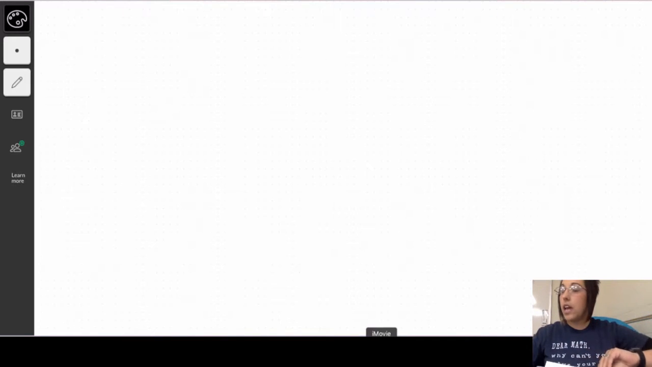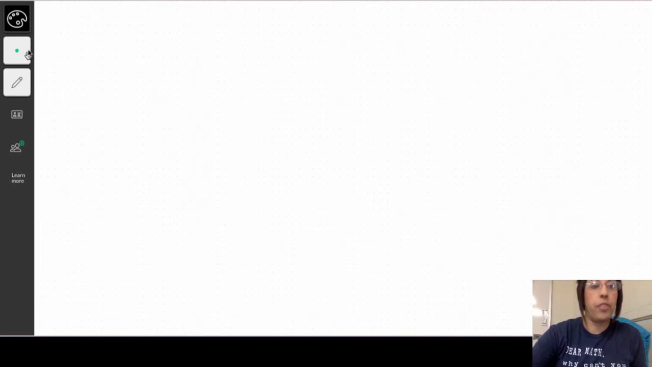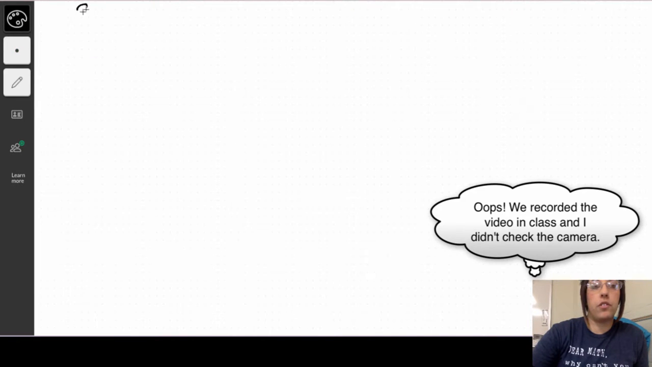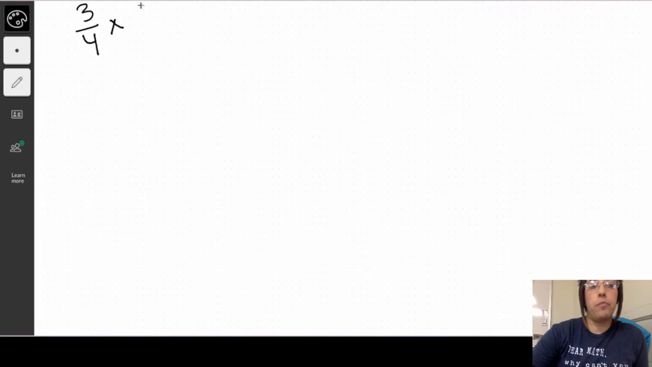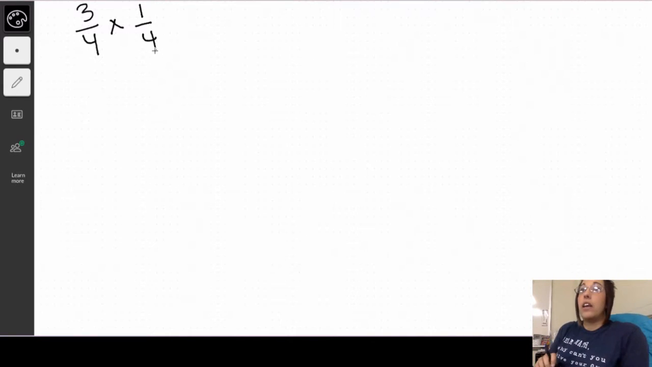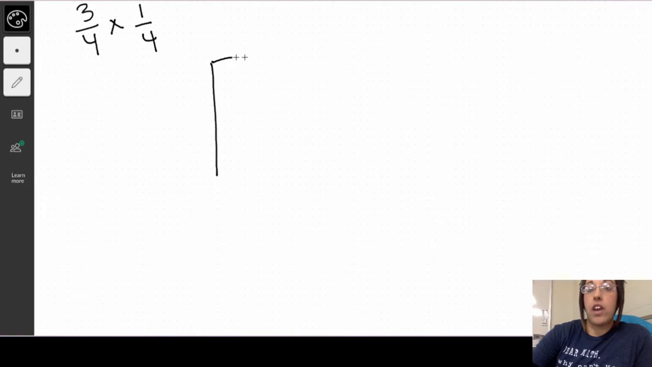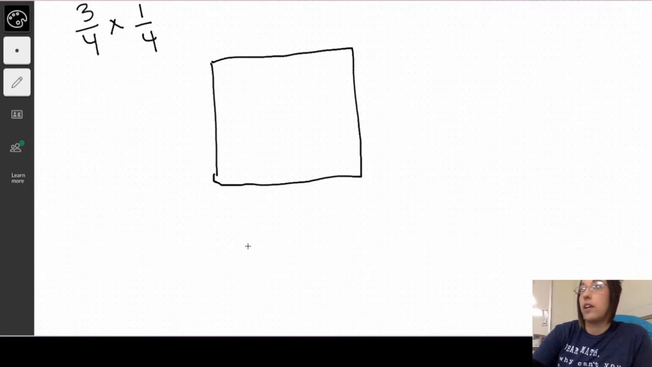Okay, so we are looking at the first problem on our practice page. We have 3/4 that we are multiplying by 1/4. Now, just like when we went back and talked about multiplying whole numbers, with fractions we're going to create an area model. So, you have a square on your paper. You're going to use that square as I use the one that I've just drawn in here.